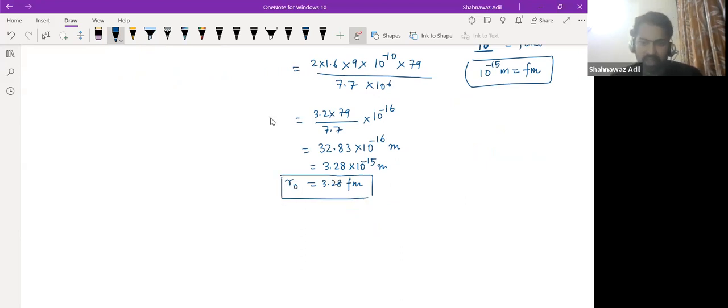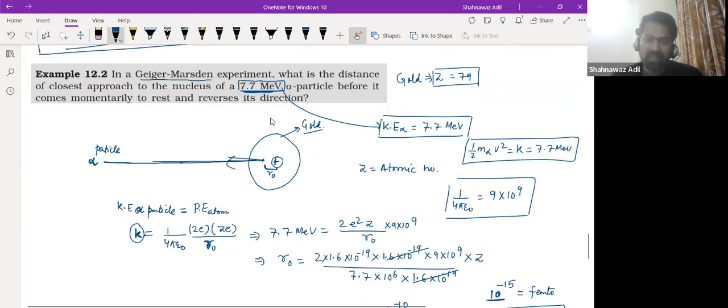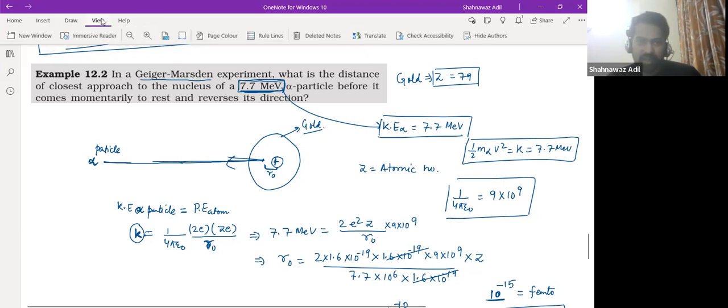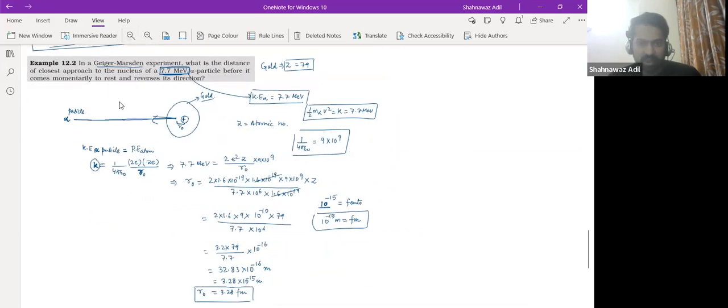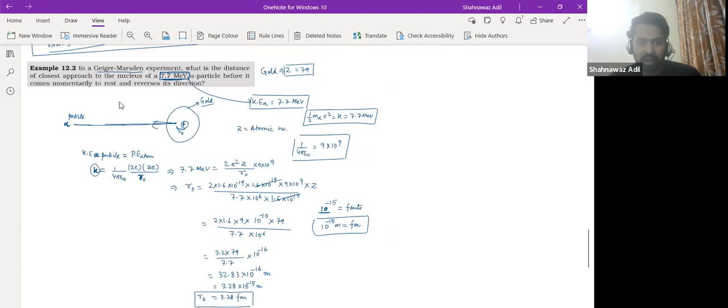In this question, if they had given the velocity, then we could use half mv square in place of this. But they have directly given this value. So this was the energy that they provided to the alpha particle, right? Is this question clear, guys? Yes. Okay, please note it down, and then we will quickly understand the drawbacks of this Rutherford model, and then we'll study about this course.